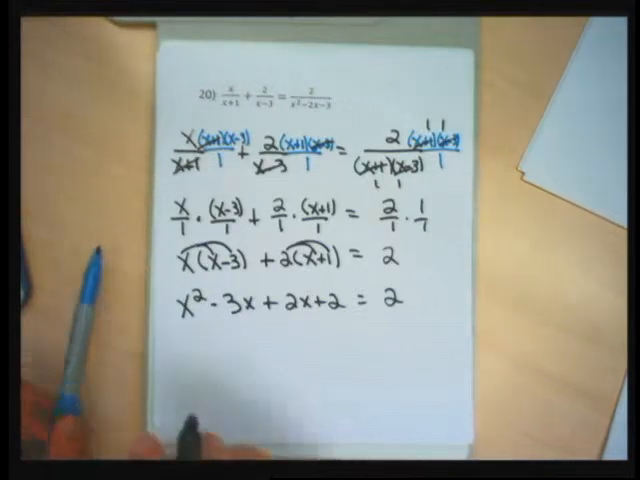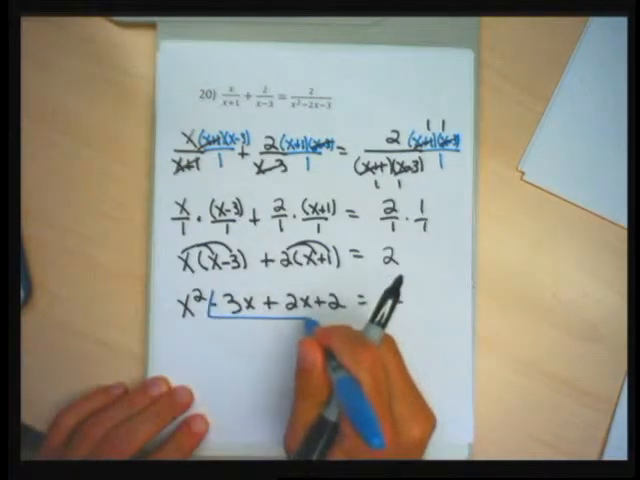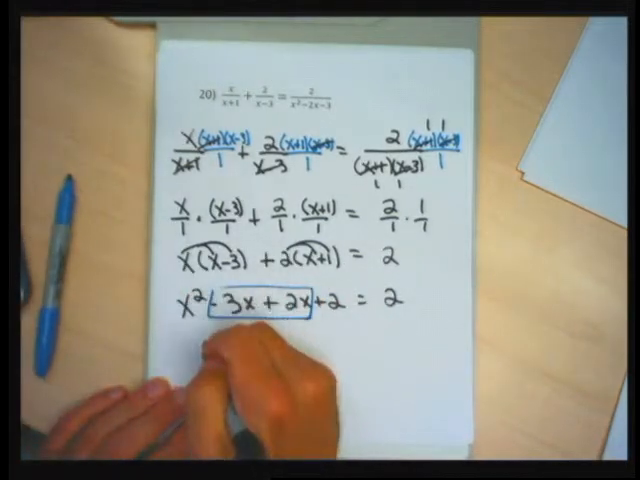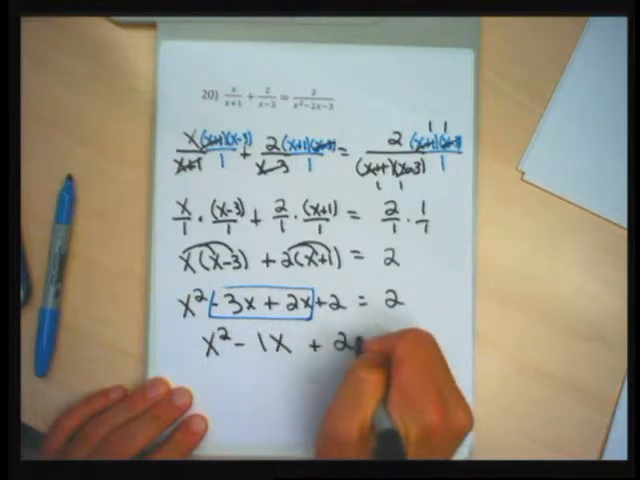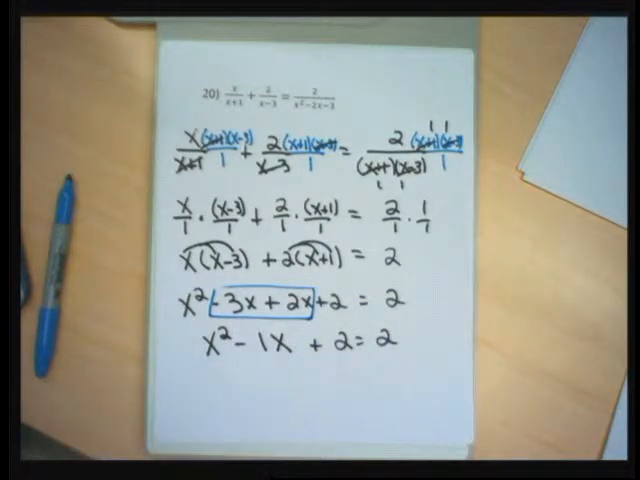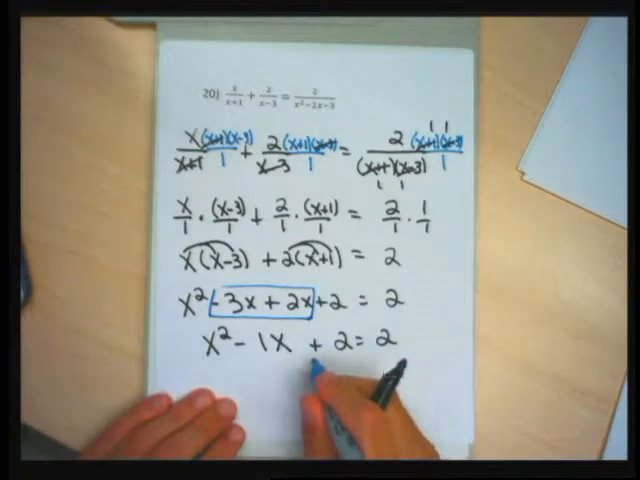So I'm going to simplify the left-hand side. Minus 3x and plus 2x is a minus 1x. Don't need to write the minus 1, but I certainly can have the minus 1. Because there's an x squared, I'm going to set it equal to 0 and solve by factoring.